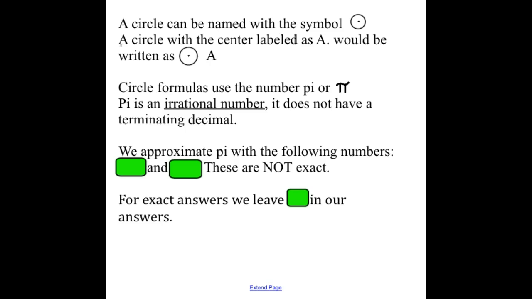Now, we can approximate pi with the following numbers, 3.14 like I said, or 22/7. The key is that neither of these are exact forms of pi. There is no exact form of pi. It is an irrational number, meaning that you can compute the digits of pi for the rest of your life and you will never actually find an end. Pi goes on forever and it never repeats.